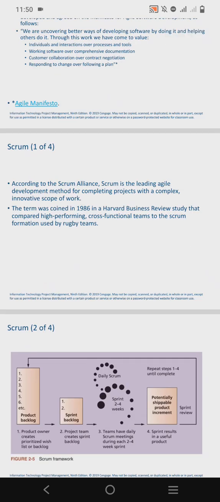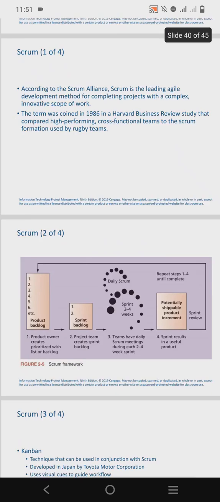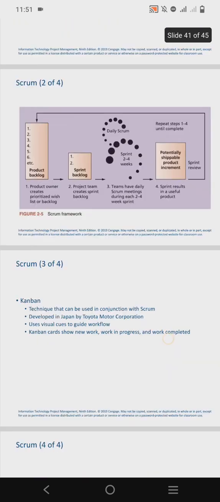So moving on, we'll talk about Scrum. Okay, so Scrum is a type of agile methodology that consists of meetings, roles, and tools to help teams collaborate, structure, and manage their work. So it is a leading agile development method for completing projects. Okay, so this is an illustration of the Scrum, and there is something known as Kanban.